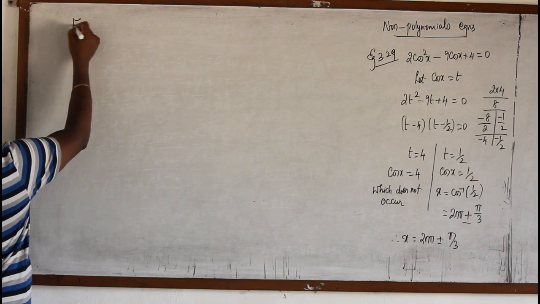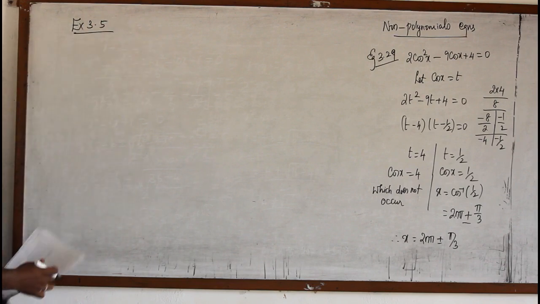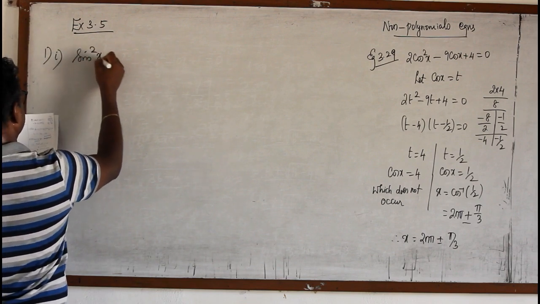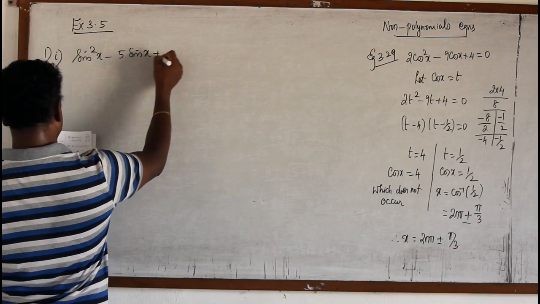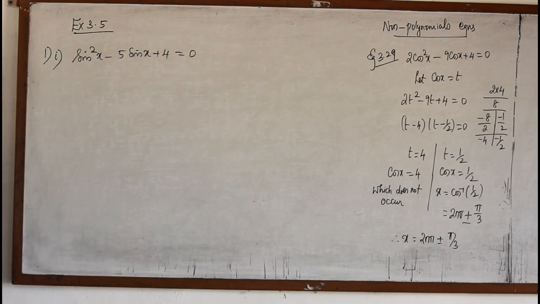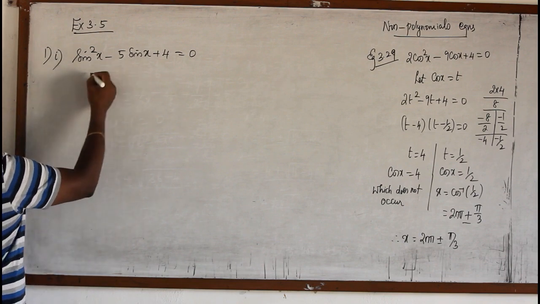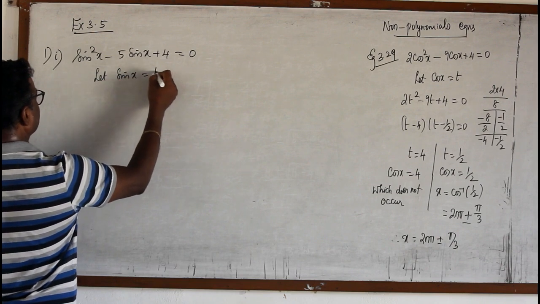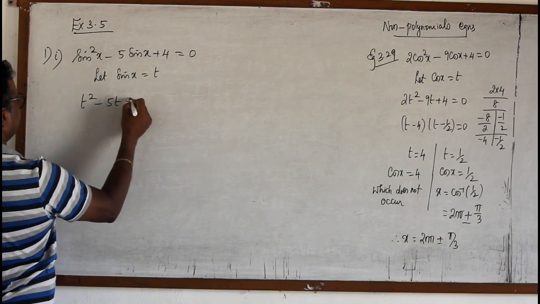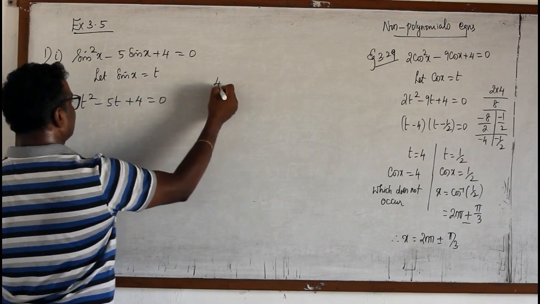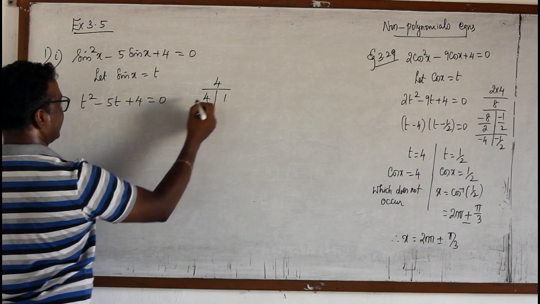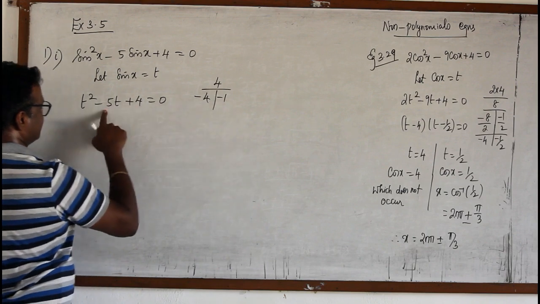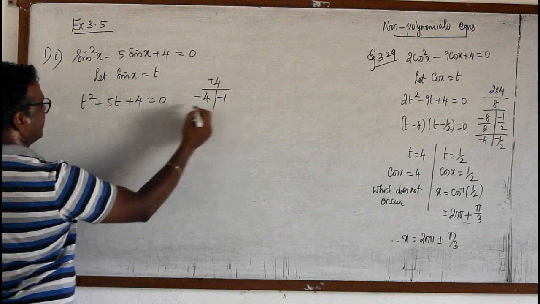So exercise 3.5. First problem, under the first one: sin square x minus 5 sin x plus 4 equal to 0. A similar thing of non-polynomial equation. So here is an equation in sin x. So let me take sin x as some t. Then it is t square minus 5t plus 4 equal to 0. 4 can be factorized as 4 ones are 4, but I need minus 5. So when I write minus 4 and minus 1, when I add this becomes minus 5, when I multiply it becomes plus 4.